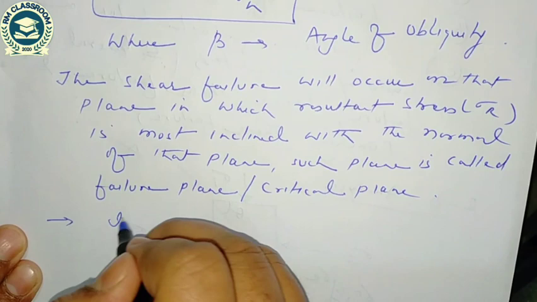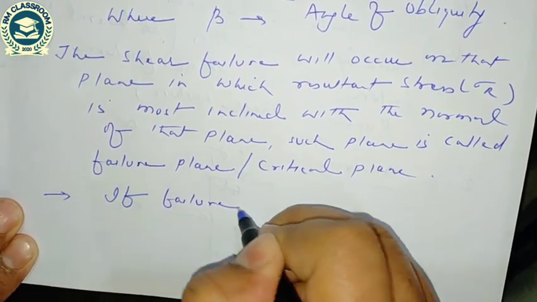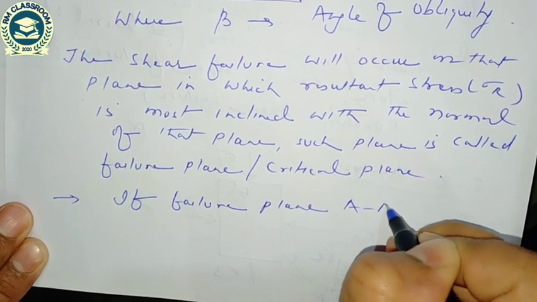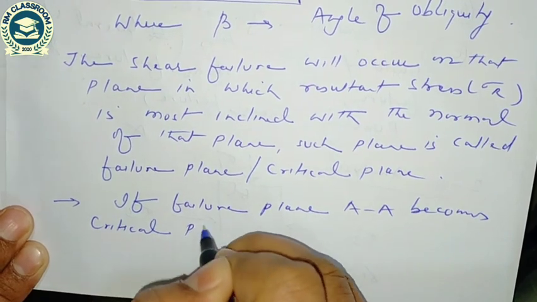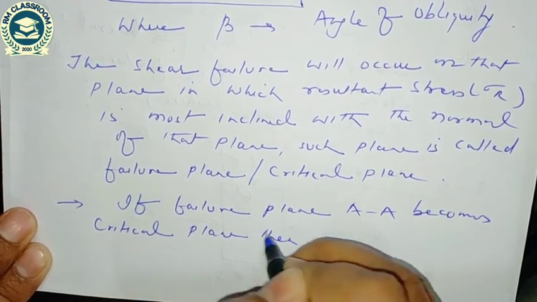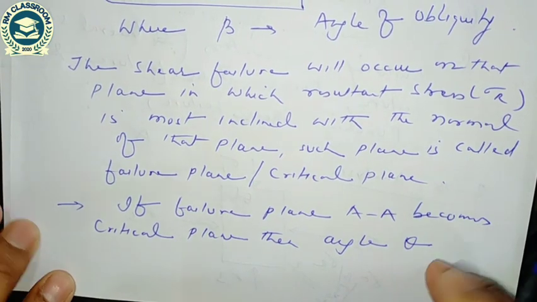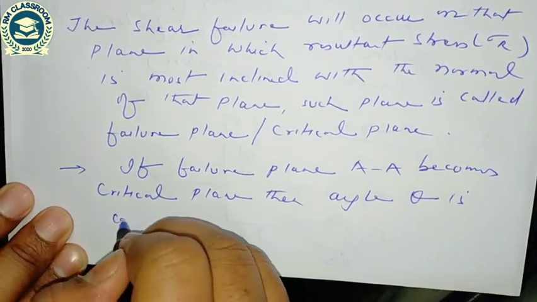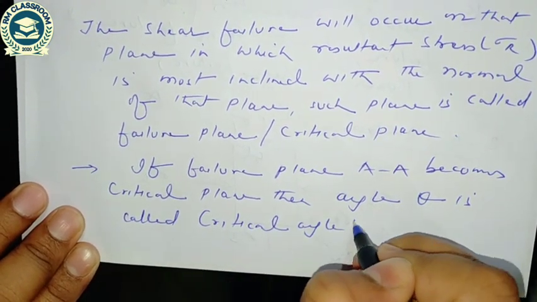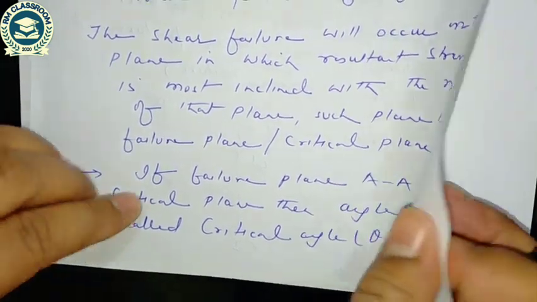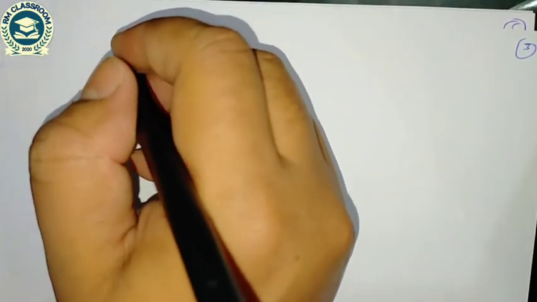If failure plane AA becomes the critical plane, then angle theta is called the critical angle theta c. So this theta c can be computed. I will show you the value of theta c with major principal stress and minor principal stress.